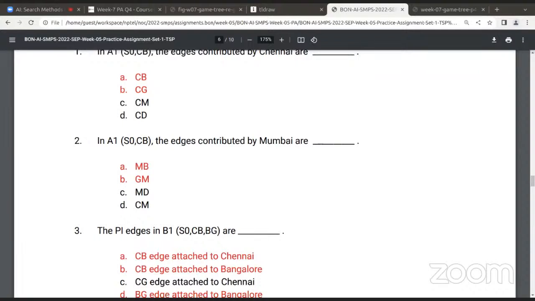Fine. I'm fixing CB and BC. This is fixed. This is fixed.